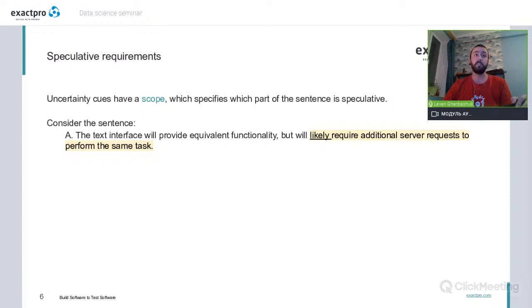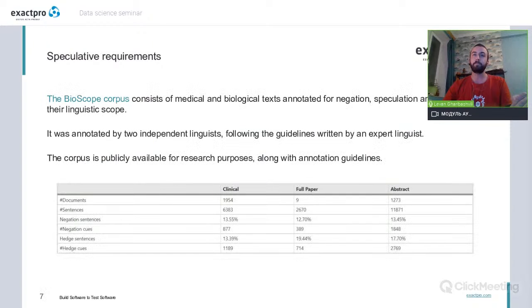I think it's enough about uncertainty. I think it should be clear by now what uncertainty means. So we can now move to specifics of how the authors implemented this automatic detection. So first of all, the data set. They actually use two different data sets.